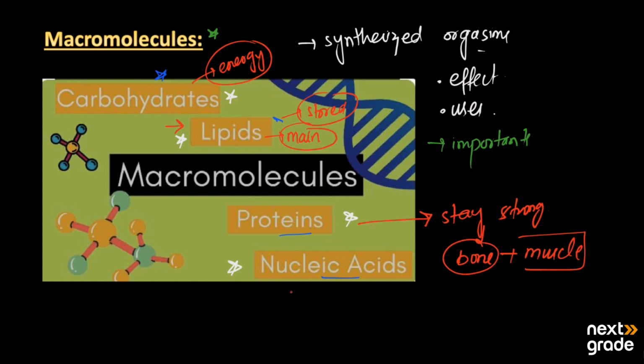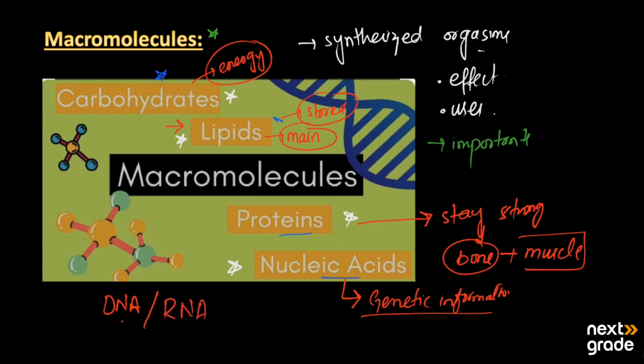On the other hand, we have nucleic acid. Nucleic acid is responsible for the transmission of genetic information. Nucleic acids have two forms. The first is DNA, which is deoxyribonucleic acid, and the second is RNA, which is ribonucleic acid. Both are responsible for the transmission of hereditary material from one generation to another. So they pass on genetic information from one generation to another.